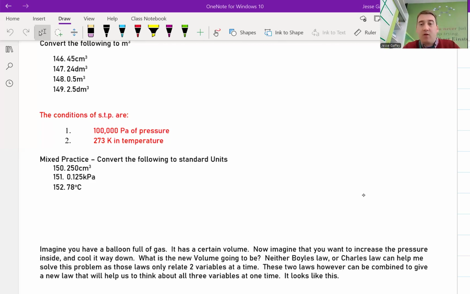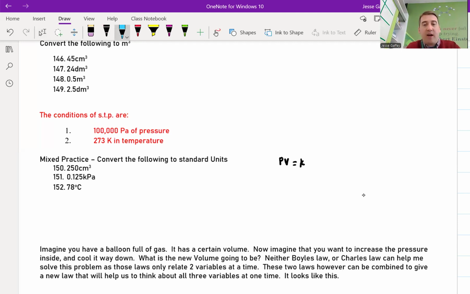In today's lesson, we're going to talk about something called the combined gas law. Now, in previous lessons, we learned about two of the gas laws, and that was Boyle's law and Charles' law. Boyle's law, if we remember, goes like this. It tells us that PV equals K. And what this essentially means is that pressure and volume are what we call inversely proportional.